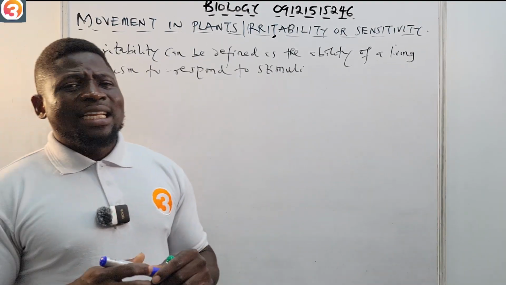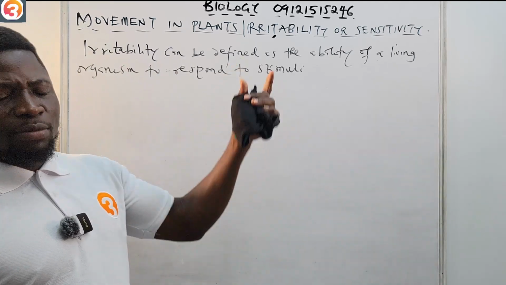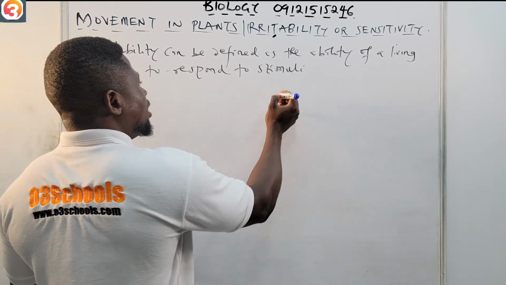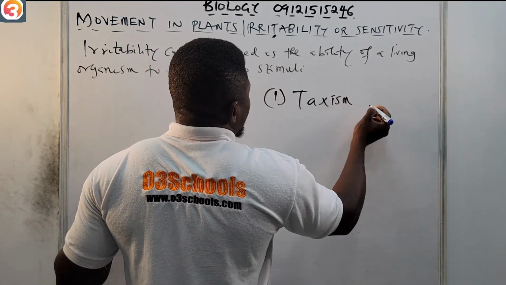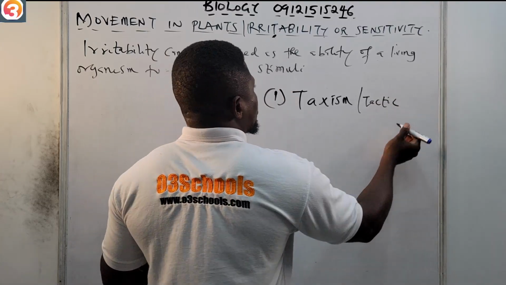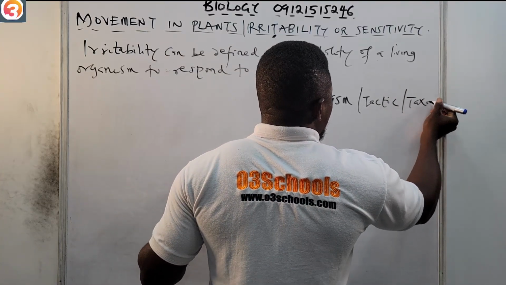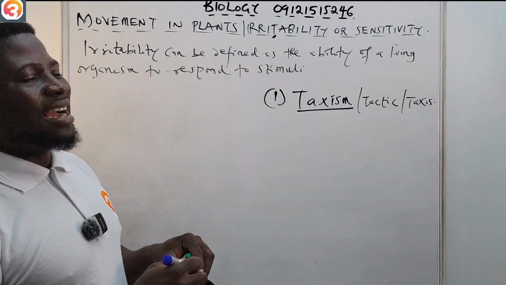And then likewise, there are three major types of movement in plants, or response to stimuli. Number one, we have what we call taxism. Taxism is also called tactic movement, or taxis. So we have taxism, or tactic movement, or taxis movement.